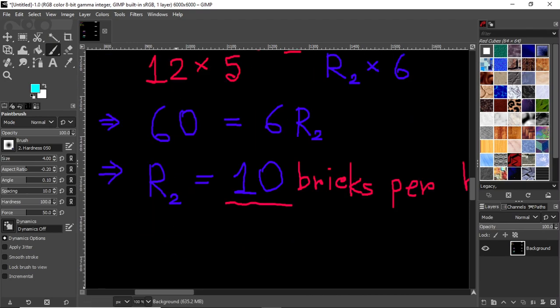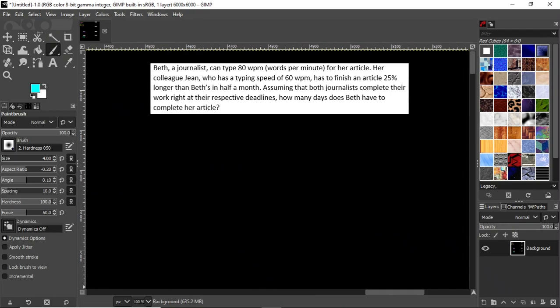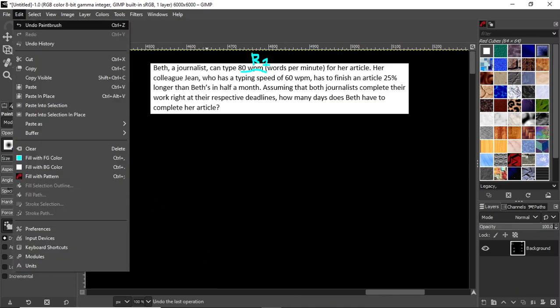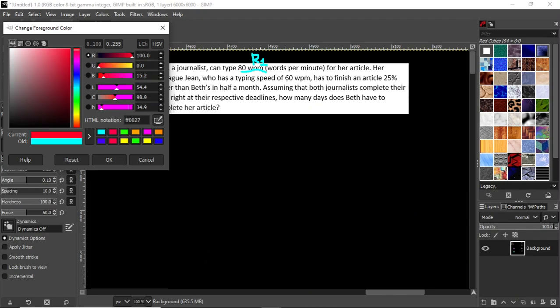All right, so let's do another problem. Beth, a journalist, can type 80 words per minute, WPM, for her article. So this is R1, the rate. Her colleague Jean, who has a typing speed of 60 WPM, so that's R2.